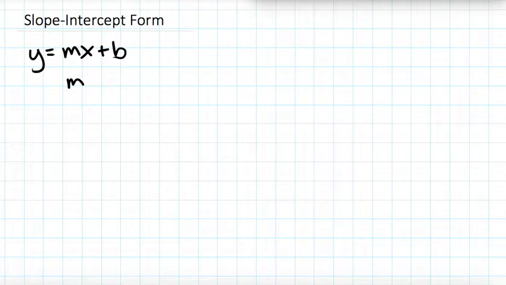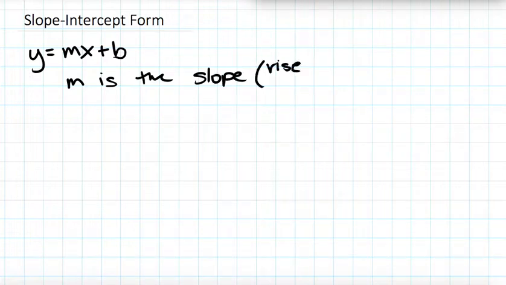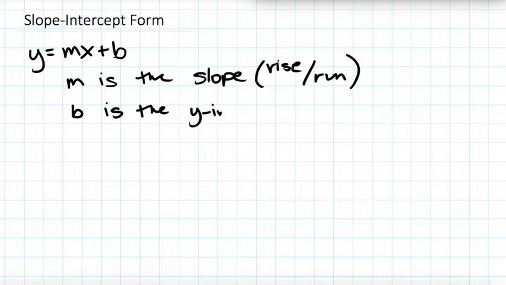M is the slope, and when we're thinking about slope, one way that we can think about it is rise over run. And B is the y-intercept, which is the point where the line crosses the y-axis.